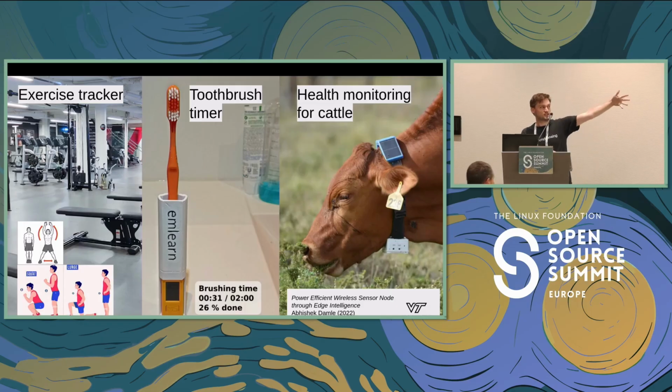There was a master student, and this is also now deployed in the field by others, doing health monitoring of cattle using the same kind of technology and approach. And in that paper, they show that running the model directly on device is around 50 times more power efficient than transmitting the raw data.